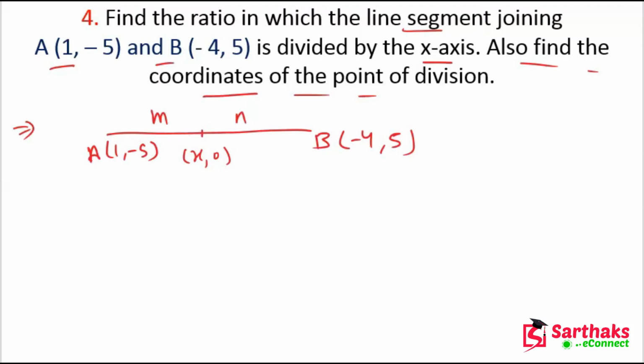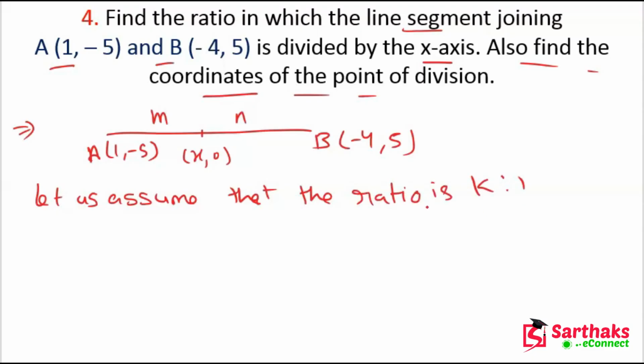Now let us assume that the ratio is k ratio 1. So now we are assuming that this ratio is k ratio 1, which means we can write it here as k ratio 1. Okay, so now with the help of the y coordinate we can easily find the value of k. Okay, how? Let's see that.